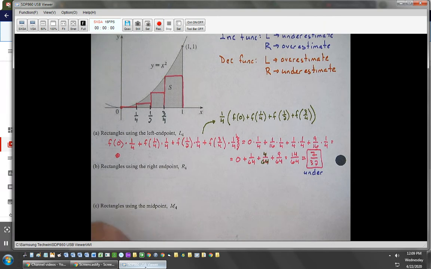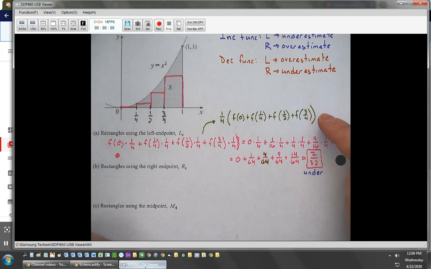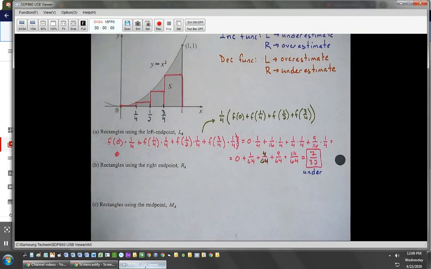So I'm going to encourage you to pause here. Go ahead and pause and see if you can figure out how to do this with the right endpoint. All right, let's see how you did. I'm going to use a light blue here.